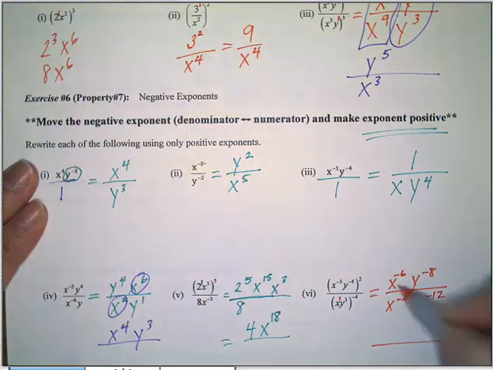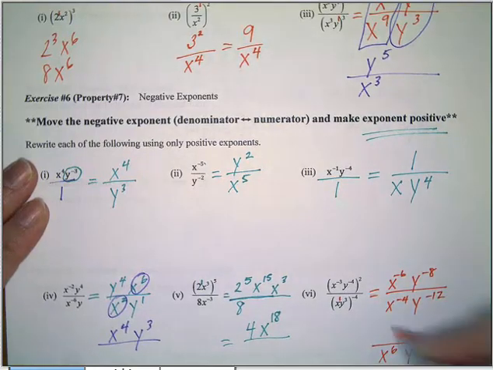So x to the positive 6 is on the bottom, y to the positive 8 is on the bottom, x to the positive 4 on top, y to the positive 12 on top.